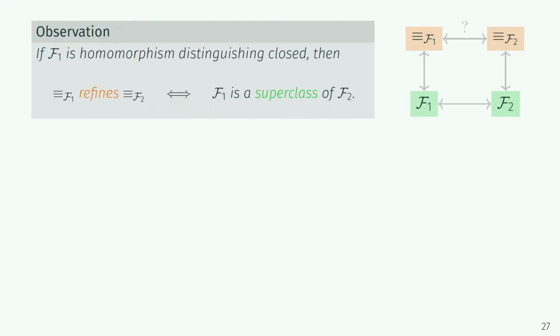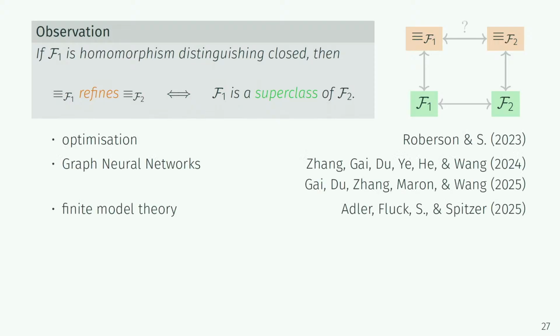Okay, and this reduction has actually been applied to many different areas, and this again highlights why homomorphism indistinguishability is a nice thing. It combines notions from different areas. So we have used this for relations in optimization. This has been used for graph neural networks and also for things in finite model theory, where we proved that certain graph classes are homomorphism distinguishing closed and then compared the relations that you get from them.